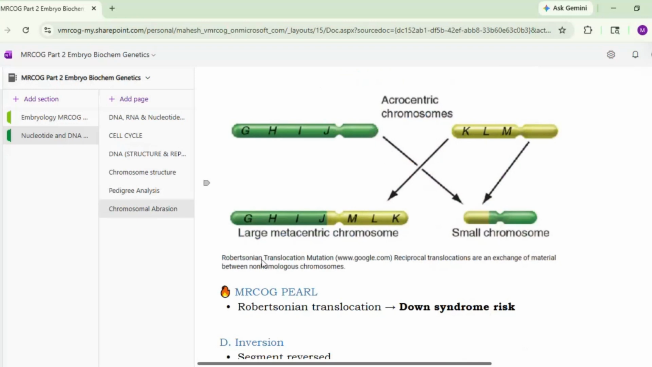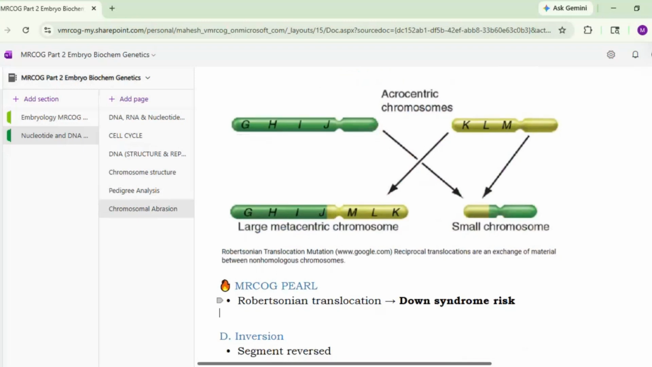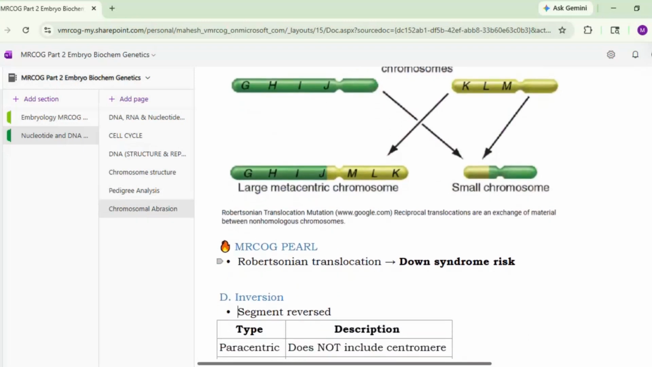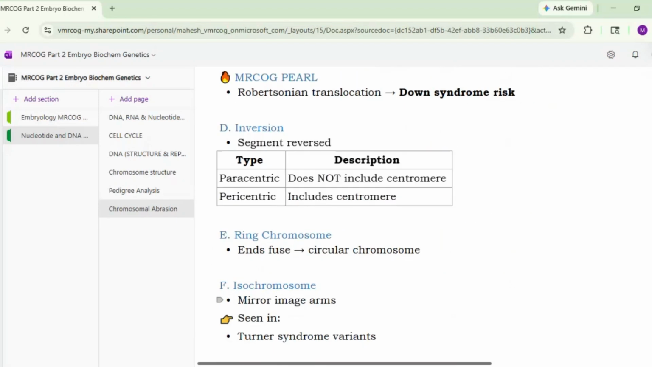Reciprocal translocations are an exchange of material between the non-homologous chromosomes. This Robertsonian translocation also happens between non-homologous chromosomes. With Robertsonian translocation, there is a Down syndrome risk. Then inversion. We have seen inversion.